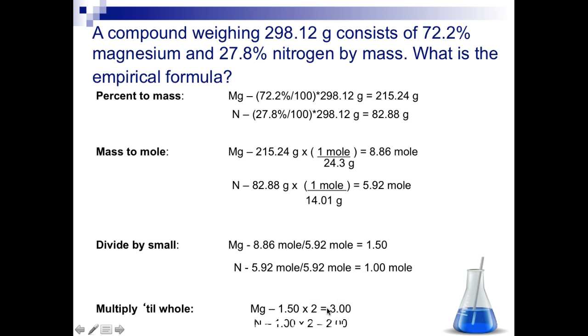Then we're going to do the same thing. If you do it to magnesium, you have to do it to nitrogen as well. So since we had to multiply magnesium's value by 2, we have to multiply nitrogen's value by 2 as well. So that'll give us a 3:2 ratio, and our formula will turn into Mg3N2. And that is our empirical formula.